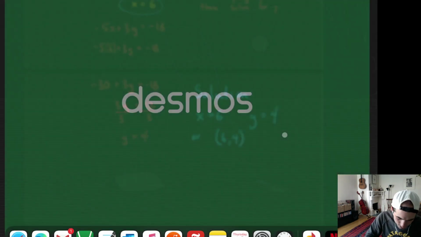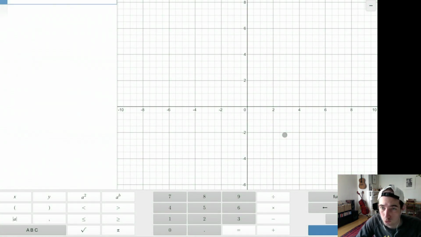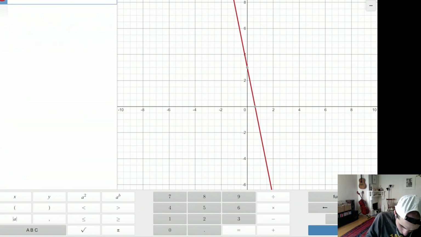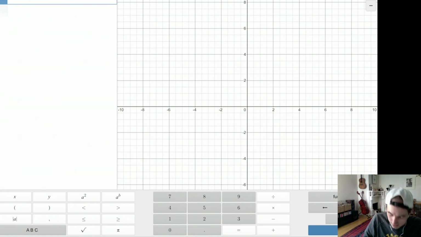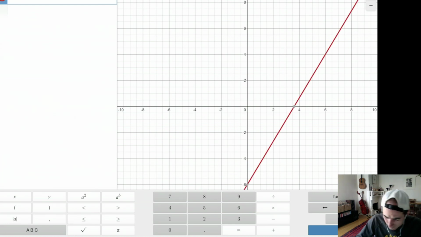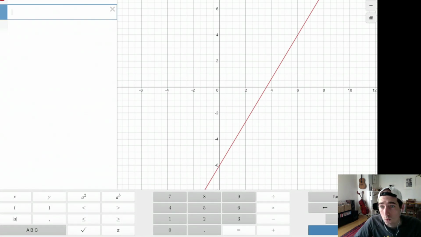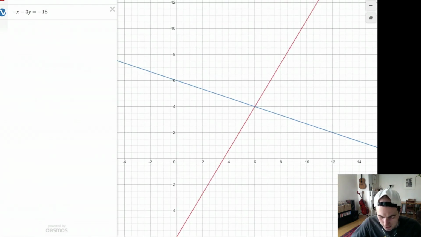So what I'd like to do now is open Desmos real quick, and I'm going to graph both of these. The first one is negative 5x plus 3y equals negative 18. The second equation that we had was negative x minus 3y equals negative 18 as well. Okay, so that was the other one that we had.